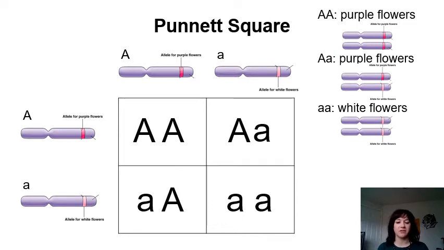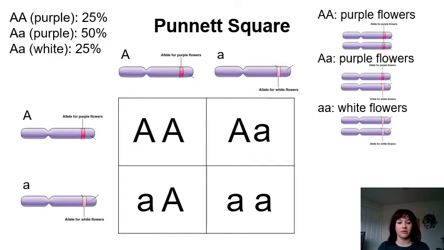Right? So this is the percentage or the frequency that you're going to see of the different offspring. So we're going to have 25%, or 1 out of 4, of the offspring are going to be homozygous dominant. 2 out of 4, or 50%, are going to be heterozygous. And 1 out of 4, or 25%, are going to be homozygous recessive.